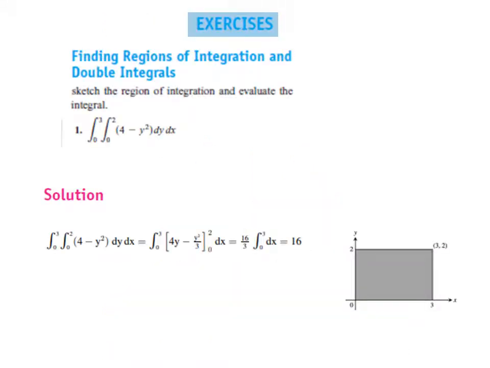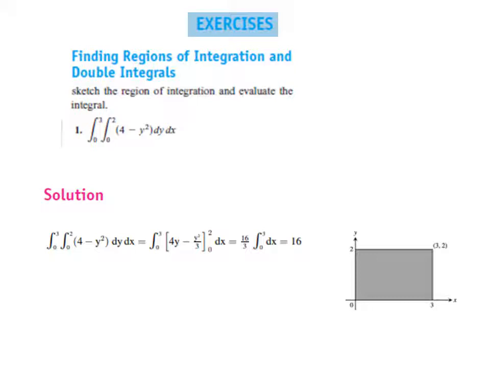Sketch the region of integration and evaluate the integral. Here integration from 0 to 3 and 0 to 2 of the function 4 minus y square dy into dx. X varies from 0 to 3 and y varies from 0 to 2. X equal to 0 is the y-axis, x equal to 3 is parallel to the y-axis, y is equal to 0 is the x-axis, y equal to 2 is parallel to the x-axis. It forms a rectangle. So this is the region of integration.